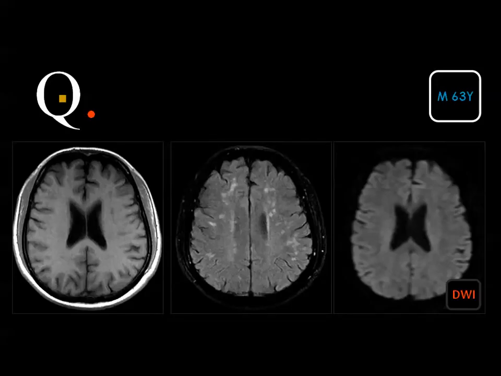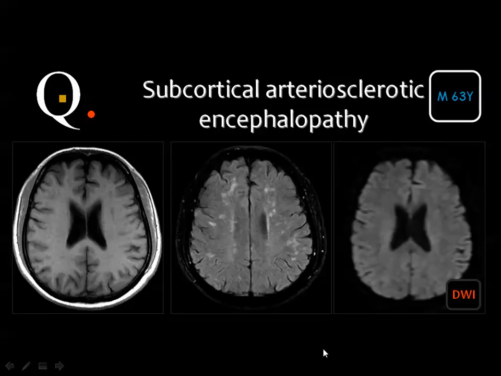This is a 33 years old male with multiple high signal foci in the FLAIR image around the ventricle. They are not seen in the T1 and they are not showing diffusion restriction. Diagnostic of subcortical arteriosclerotic encephalopathy. And whenever you see subcortical arteriosclerotic encephalopathy in the exam, look at the temporal lobes. If the temporal lobes are involved, you think of CADASIL.